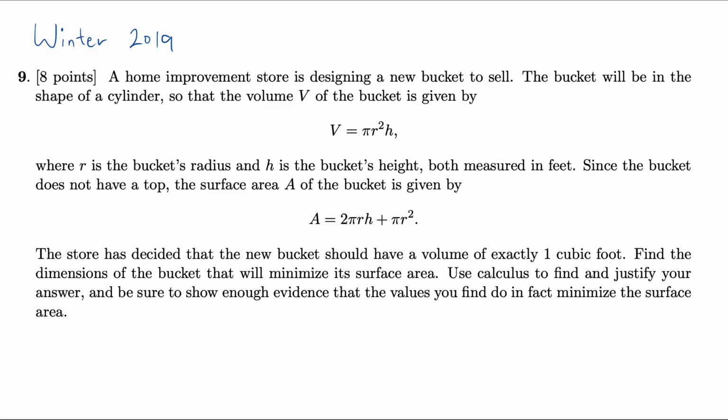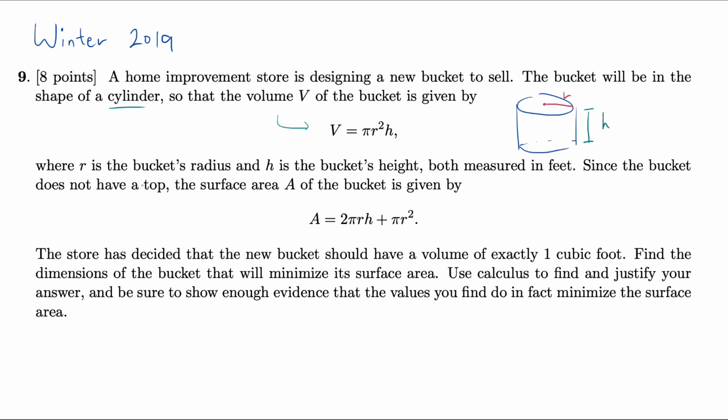Let's try an optimization problem. So here a home improvement store is designing a new bucket to sell, and the bucket is in the shape of a cylinder. So the volume is given by this nice formula, pi r squared h, where r is the bucket's radius and h is the bucket's height, both measured in feet. So just to give a picture, you have a bucket and we have some radius r, and the height here is exactly h. Let's read on.